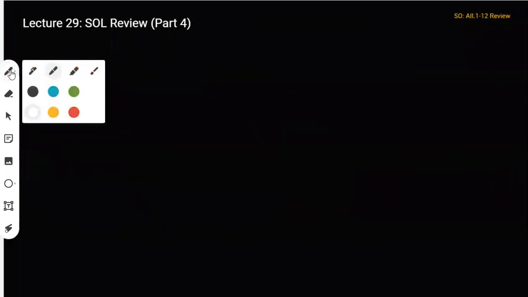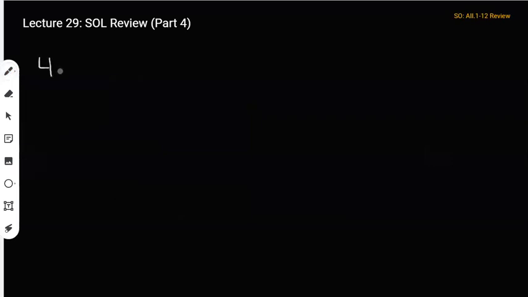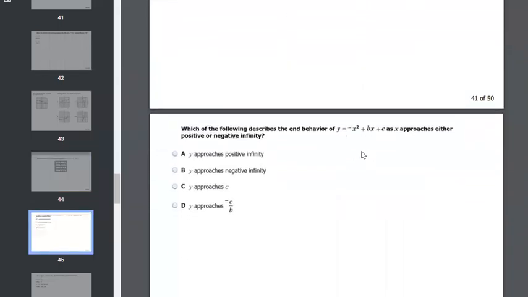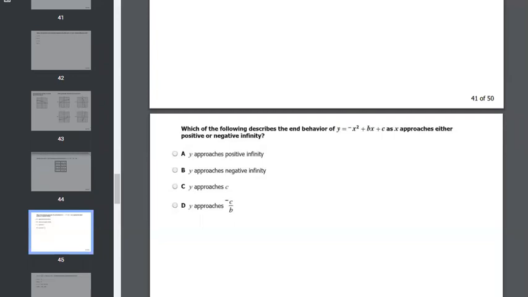Let's look at 42. 42 says, which of the following describes the end behavior of this function as x approaches positive infinity or negative infinity? So let's write down this function. y equals negative x squared plus bx plus c. I think that's it. Yeah.